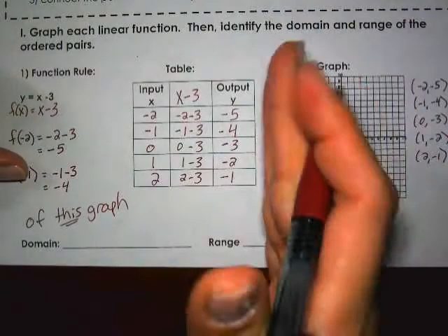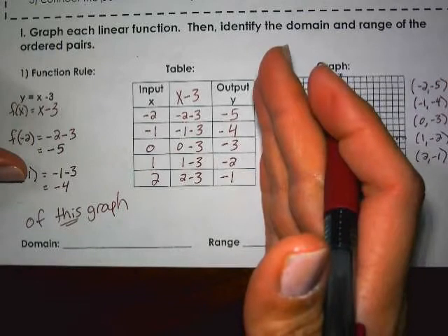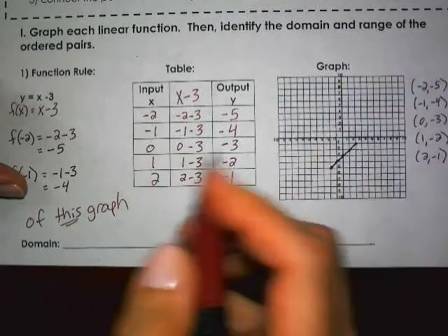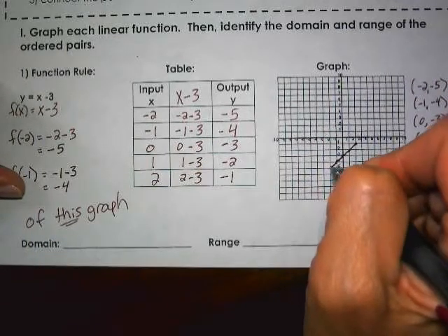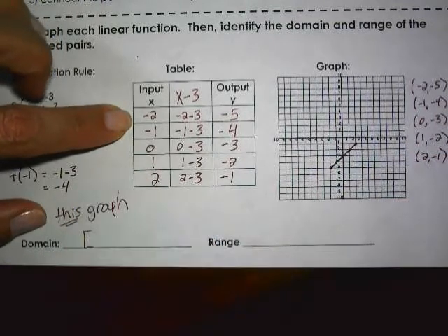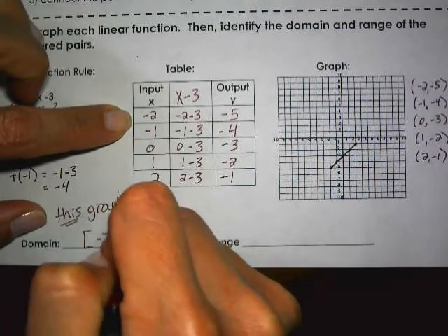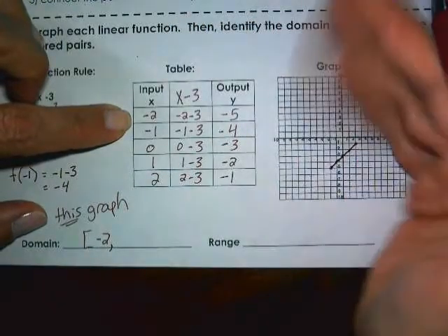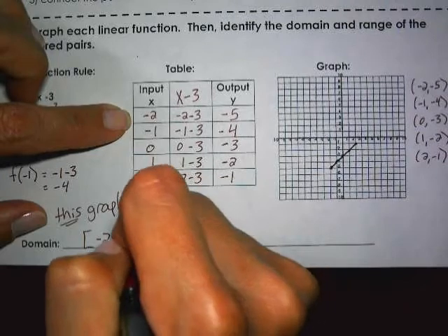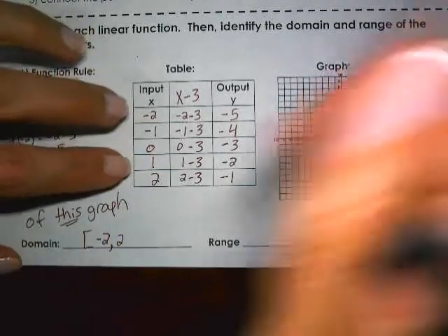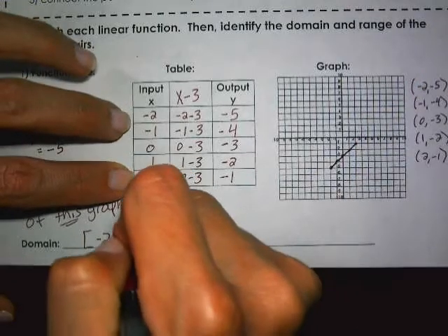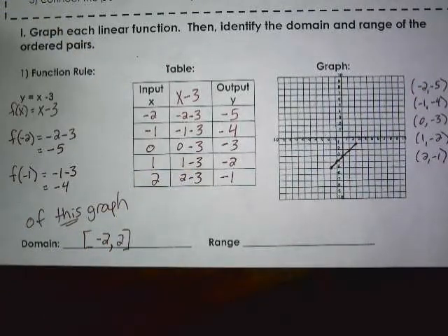Looking from left to right, what is our leftmost x value? That's this point right here. That's the x value of -2. We are including that point. That is part of our coordinates. So I'm going to do a bracket, -2. And then our rightmost point is the x value of 2. And again, in this graph, this is a solid point. So again, we have a bracket.